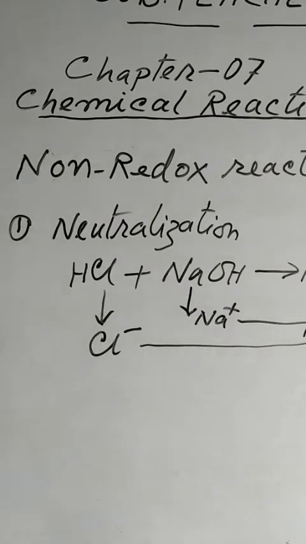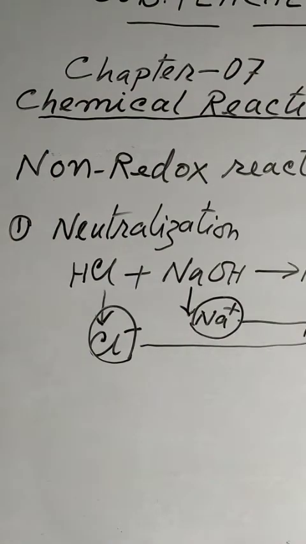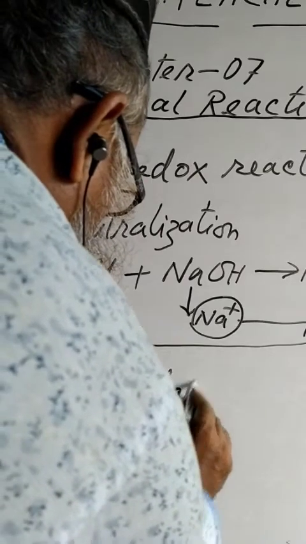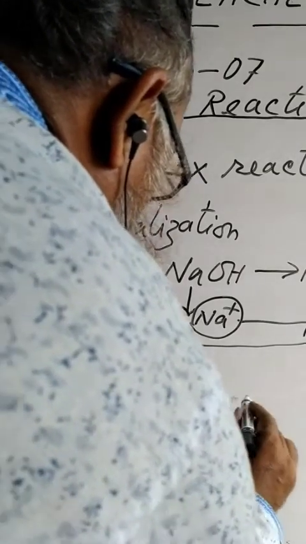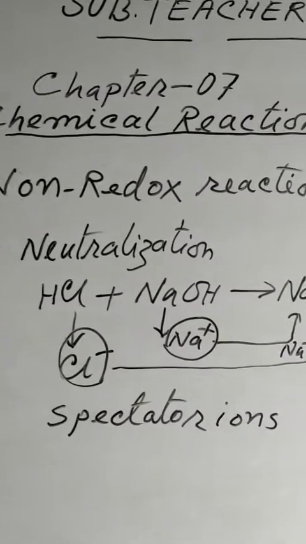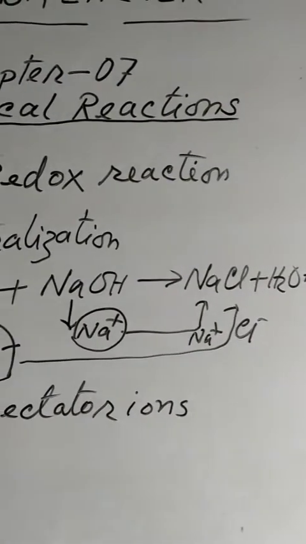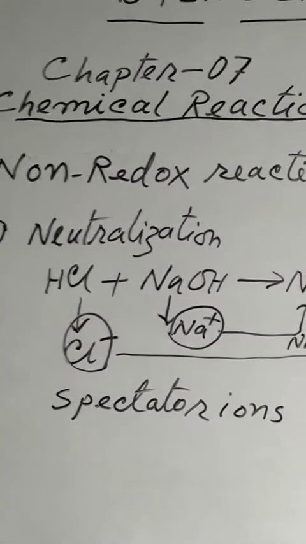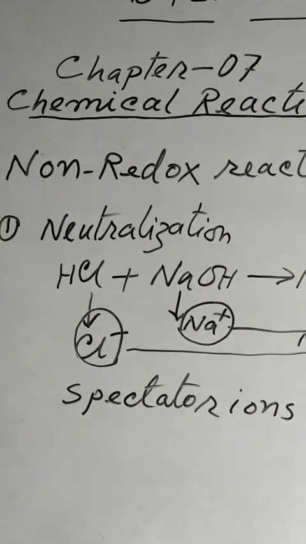Important thing in this reaction: the ions which don't change their oxidation number are called spectator ions. We have seen in this acid-base reaction, chloride ion and sodium plus ion are unchanged after the reaction. So they are called spectator ions, sodium plus, chloride minus.